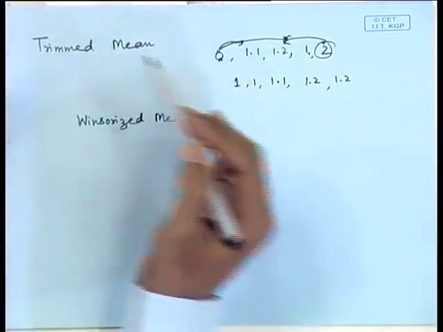So, in place of 1 we may take 2 or 3 depending upon the situation, because suppose in place of 10 there are 100 judges, and in that case a larger number may have to be trimmed or Winsorized.